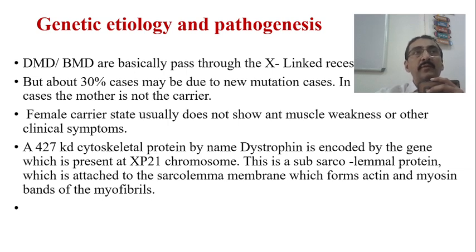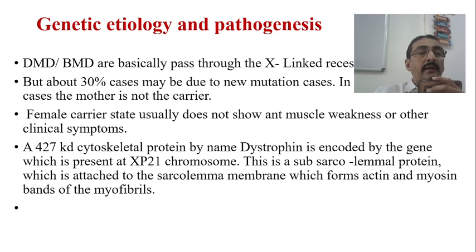Usually the mother is a carrier, because it is a recessive trait. But in 30% of DMD cases, we see that the mother is not a carrier when a genetic study was done. That suggests that a new mutation happened in this particular kid. The female carrier state usually does not show muscle weakness or other clinical symptoms.